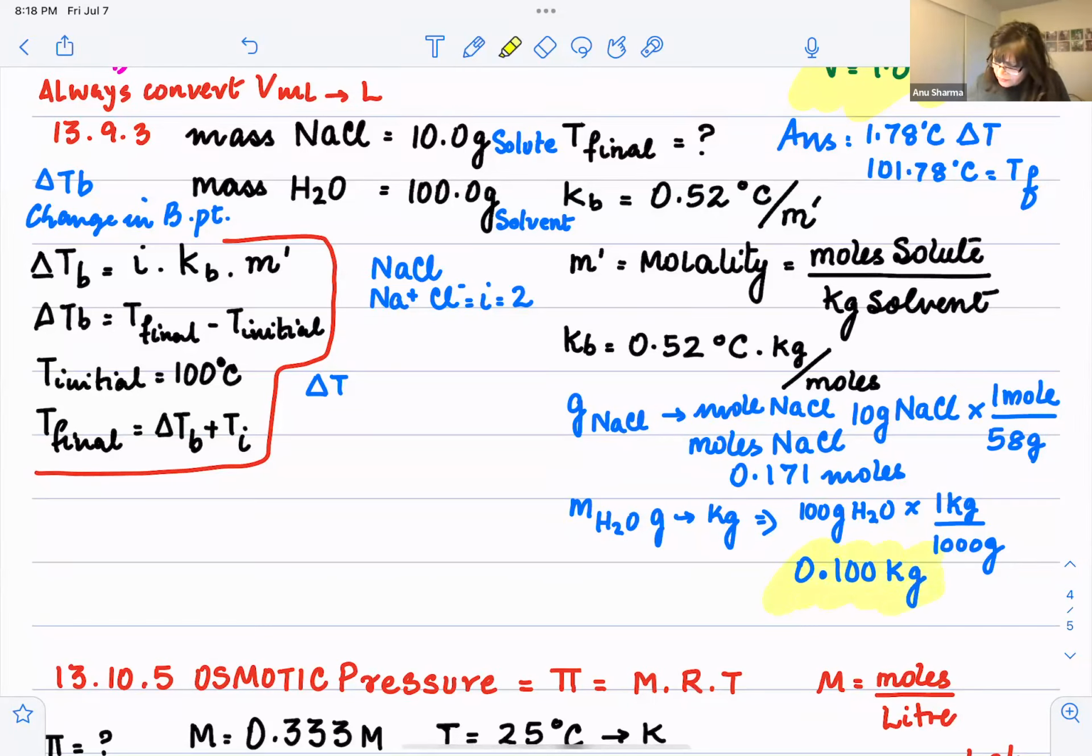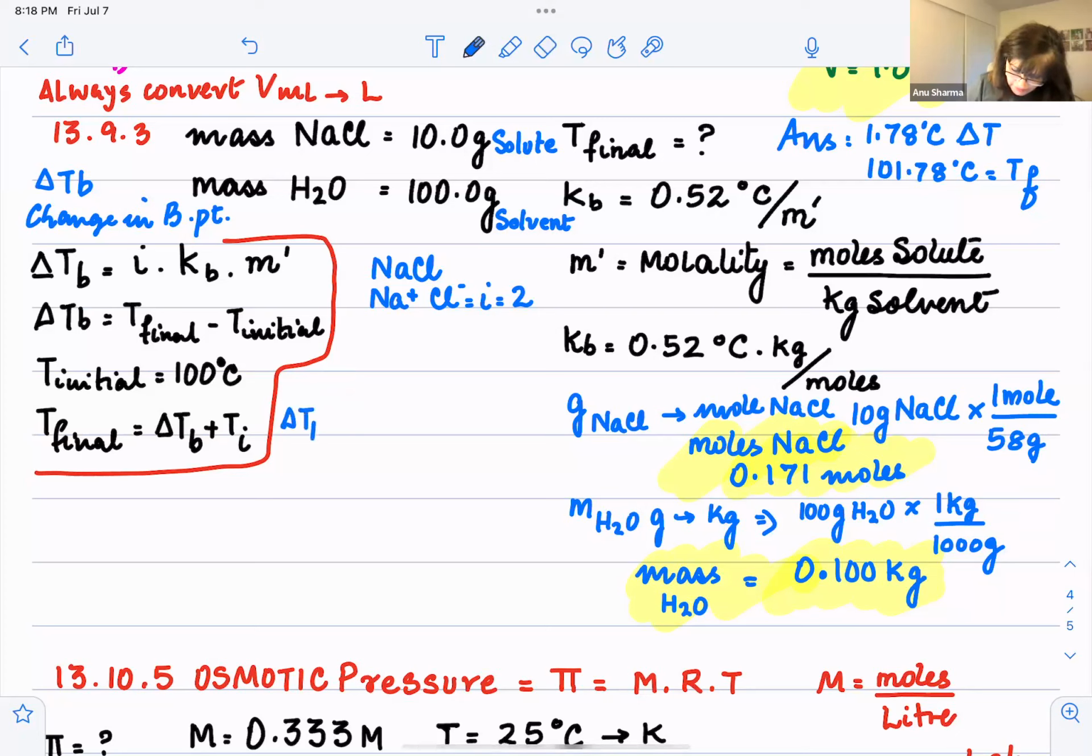So we need the mass of water in kilograms, which is the solvent. And then we have the moles of the solute, NaCl. Okay, the mass of water in kilograms. Now the rest is we are just going to put in the numbers. So let's do this here.